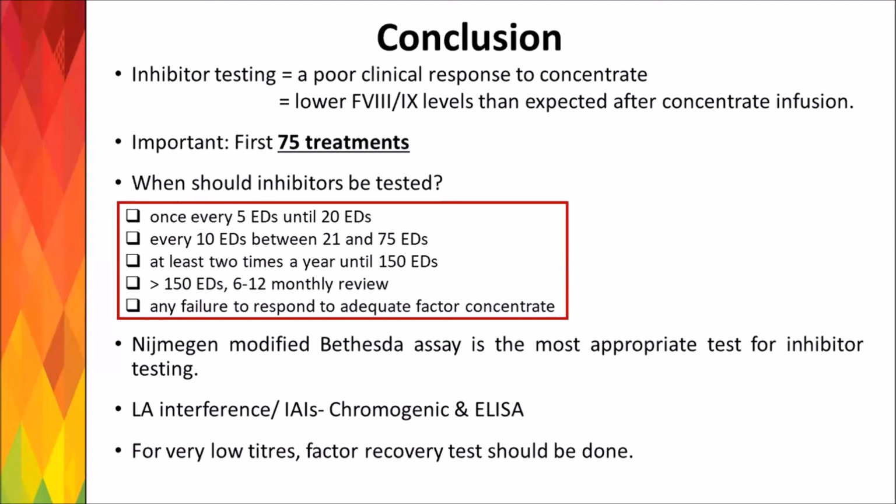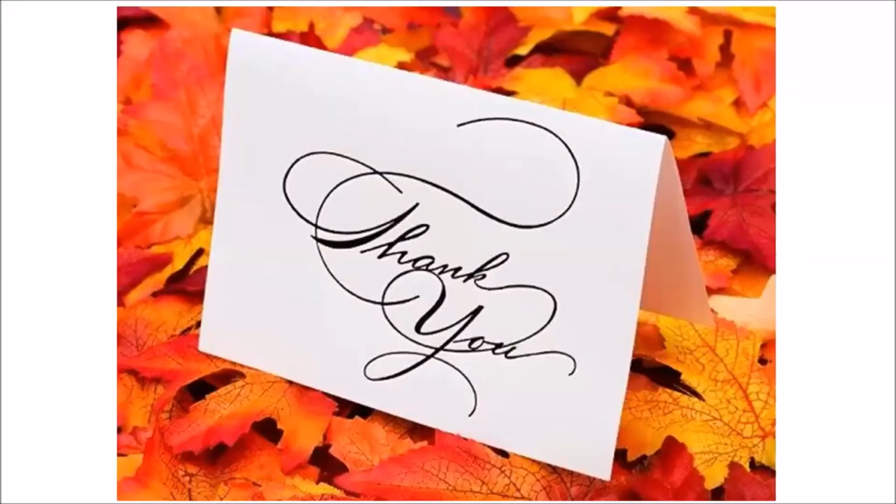Nijmegen modified Bethesda assay is the gold standard test for inhibitor testing, but you have LA interference even in that, and even for immediate acting inhibitors, the chromogenic and ELISA is the best. For very low titers, factor recovery test should be done.